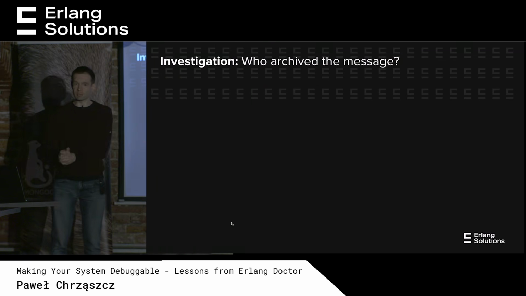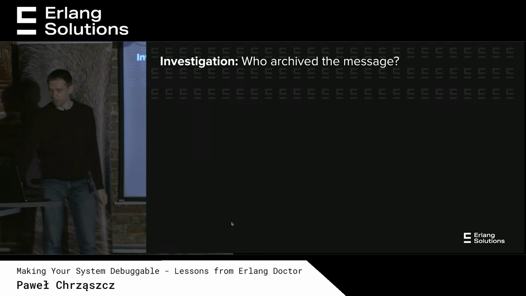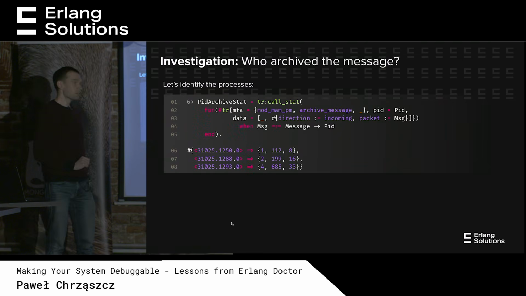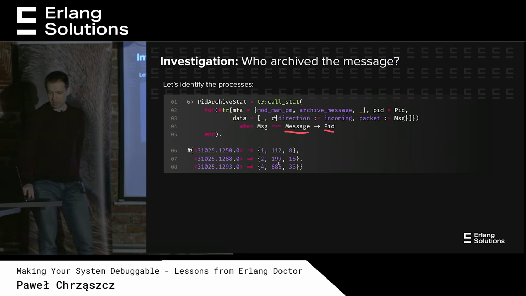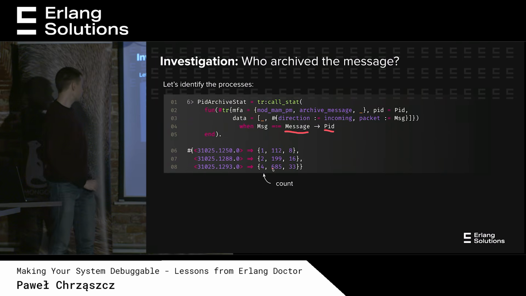Okay, so next question. Who archived that message, right? Because there is a duplicated message. Who did it? Which process? So now we create another statistics, very similar, but with two things different. First, we are only interested in that very message that is duplicated. And then the key is the PID. So we get the statistics by PID, and the first number is the count. So the first process archives 1 message, the second one 2, and the third one 4.